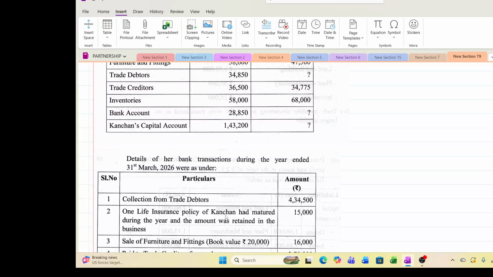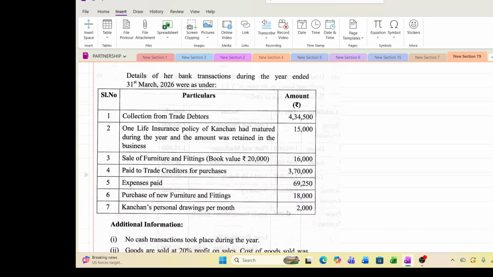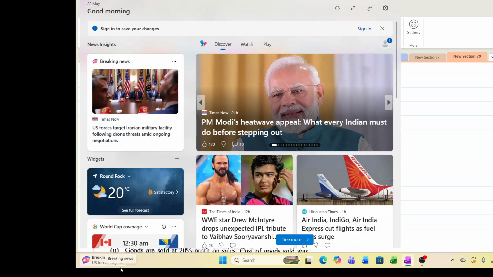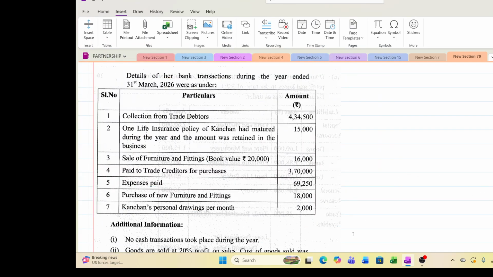Now, going through this, collection is given, and there is a life policy matured during the year and the amount is retained in the business. This means this is your additional capital. Next, they have given some sale of furniture. So this is also your additional capital.